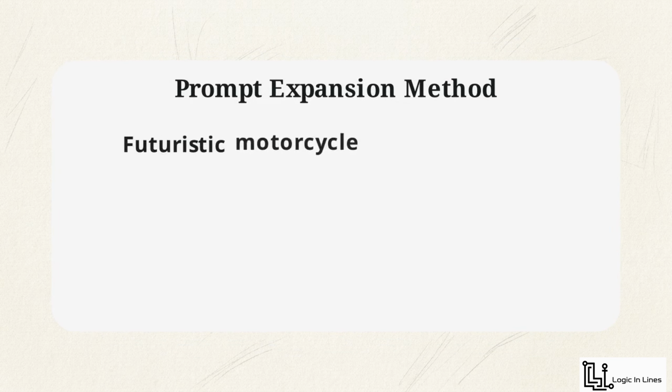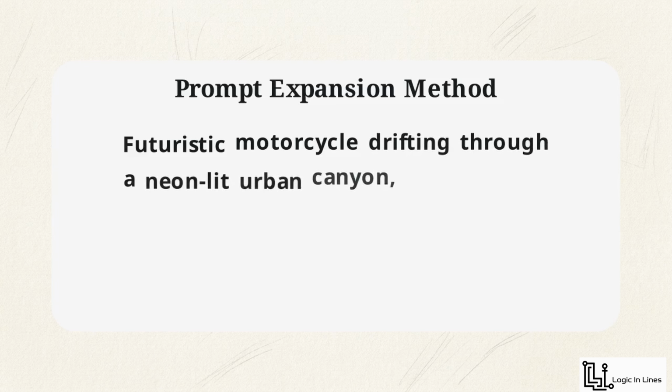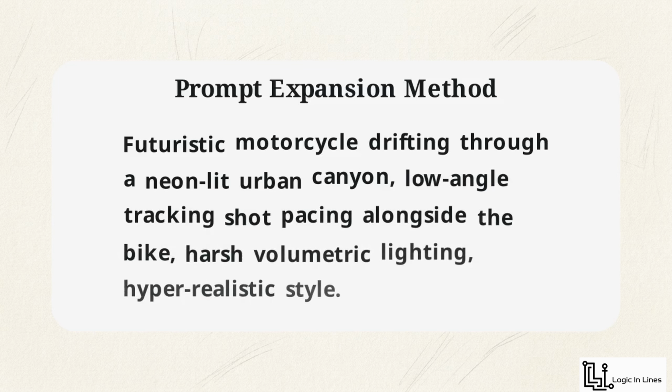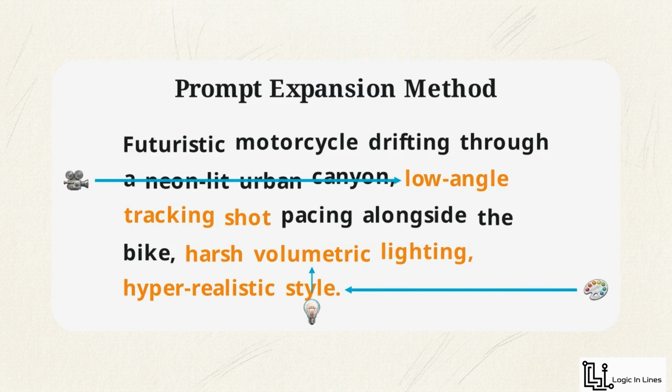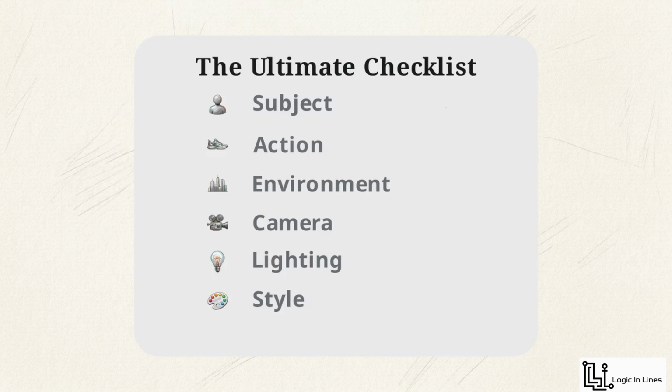Here is a professional prompt. Futuristic motorcycle drifting through a neon-lit urban canyon. Low-angle tracking shot pacing alongside the bike. Harsh volumetric lighting, hyper-realistic style. Every word has a specific job. Effective prompts rely on clear structure. Check: subject, action, environment, camera, lighting, style.